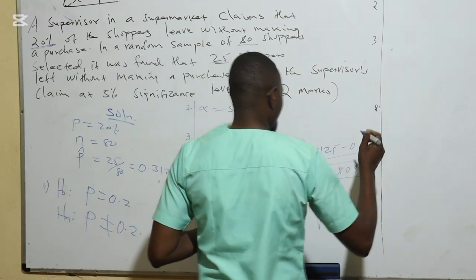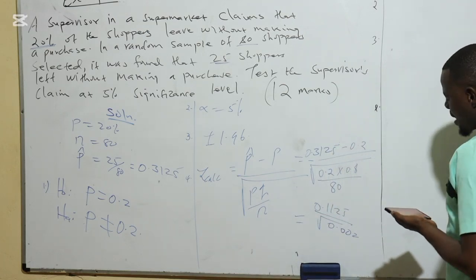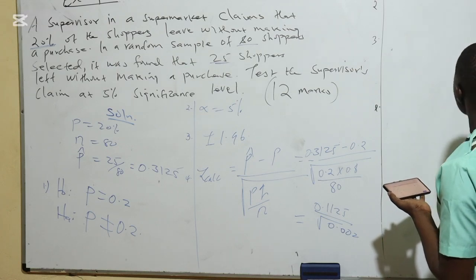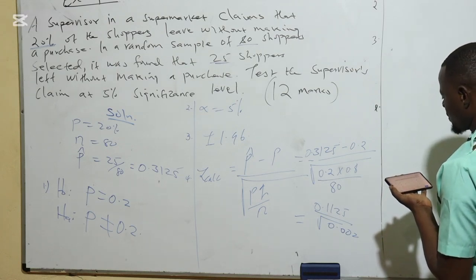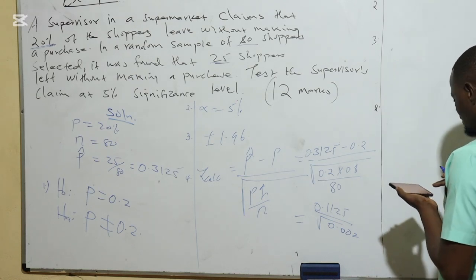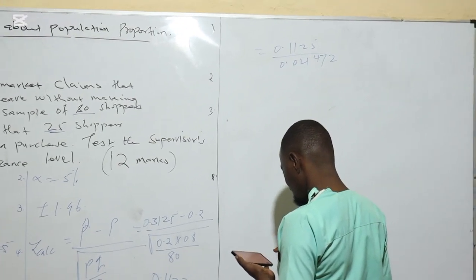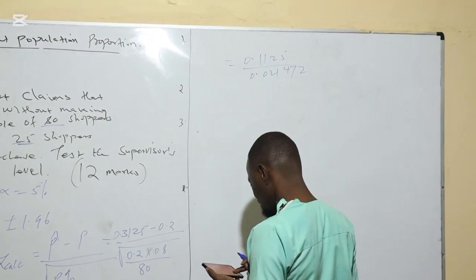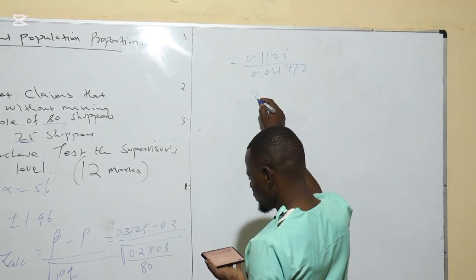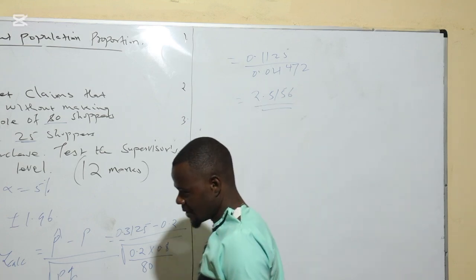So what will I have? I will have 0.1125 divided by 0.04472, which is approximately 2.5156. That is my Z calculated.